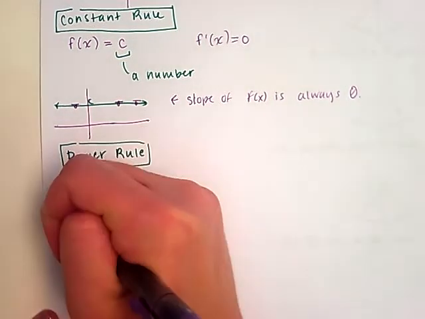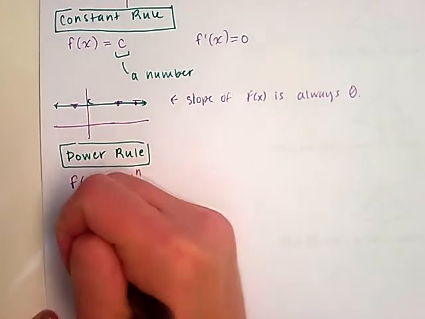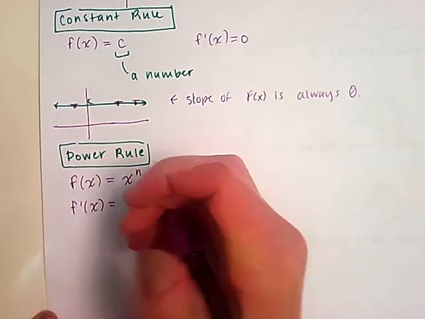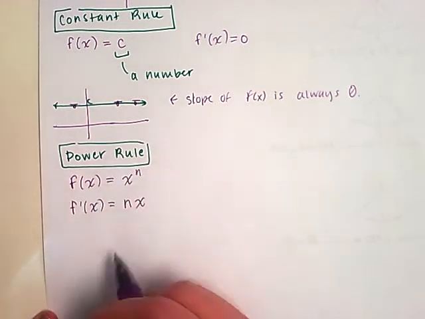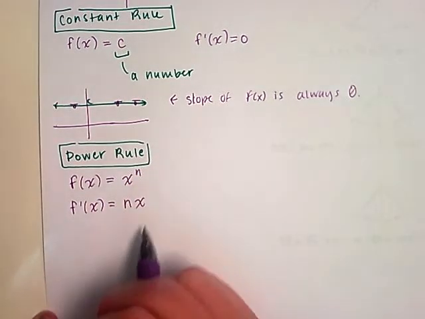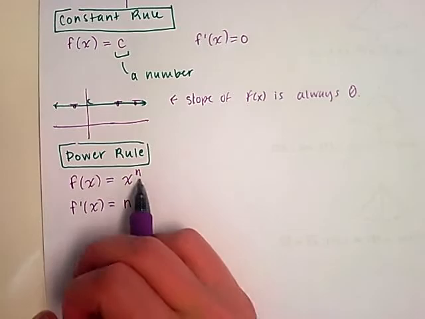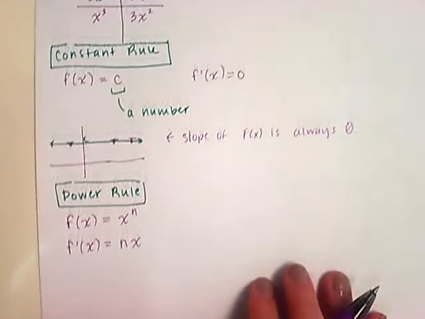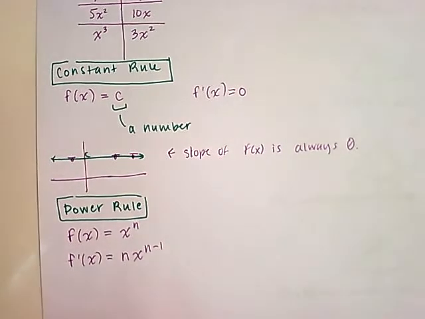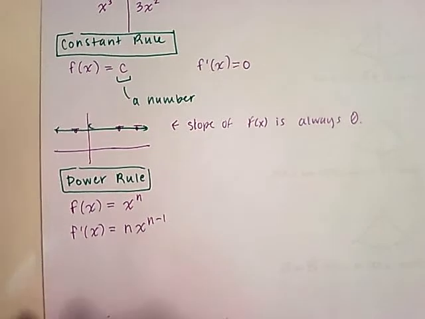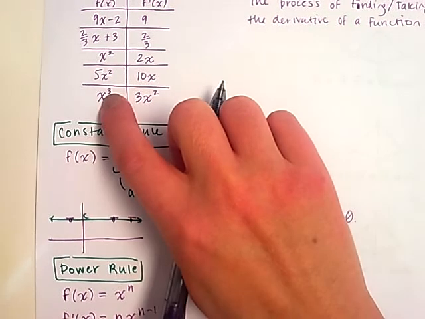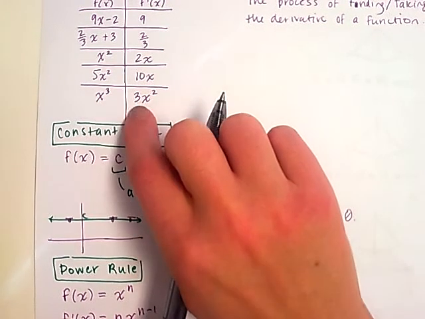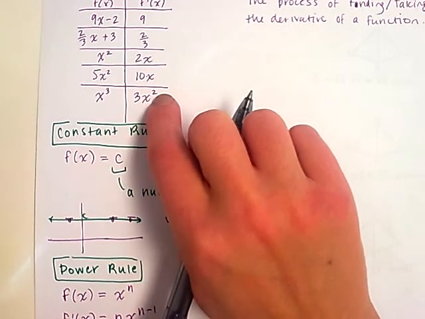Then f prime of x here is n becomes the coefficient in front. So we have n times x, and then we get a new exponent, which would be 1 minus the old exponent. So it would be n minus 1 as your new exponent. And we can kind of see how this works. Something like x to the third, this 3 is n, so we get n x to the n minus 1, which is 2.